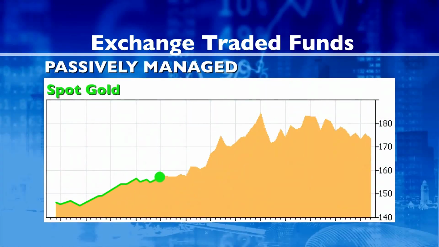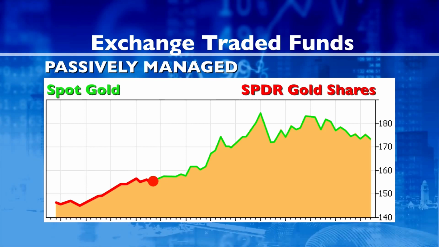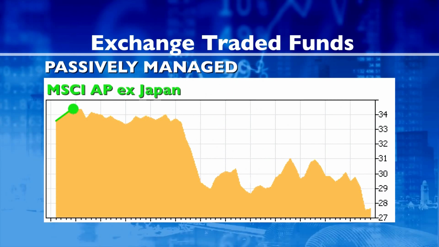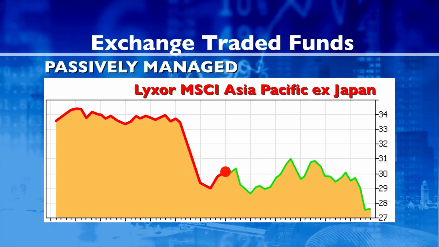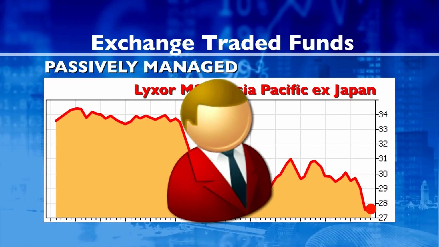The second and arguably most important feature of exchange-traded funds is that they are passively managed. This means they simply track an underlying index. For example, the SPDR STI ETF follows the moves of the Straits Times Index. The SPDR Gold shares track the gold price. The LIX or MSCI Asia Pacific ex-Japan ETF gives you direct exposure to the Morgan Stanley Capital International Asia Pacific ex-Japan Index. There's no fund manager actively researching securities and picking which ones to buy and sell.